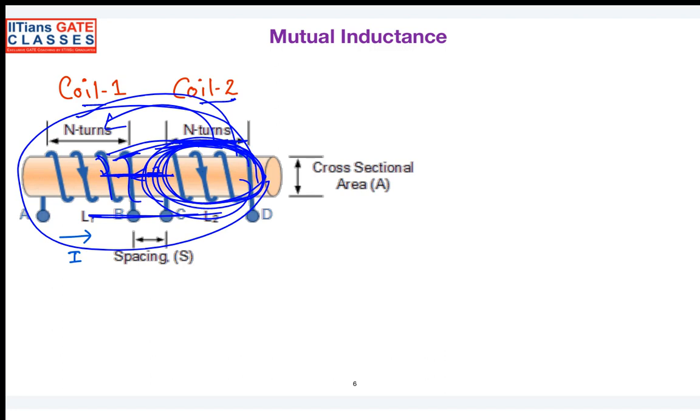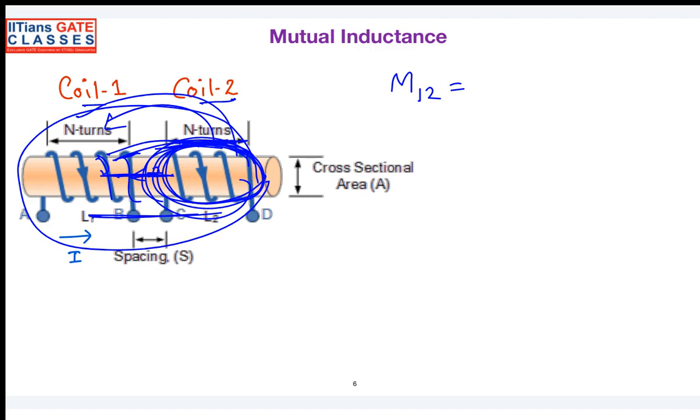How to define the mutual inductance right now? Inductance is basically the flux linkage divided by the current. Agree? Flux linkage divided by current. Yes, sir. Or otherwise, total flux divided by the current.